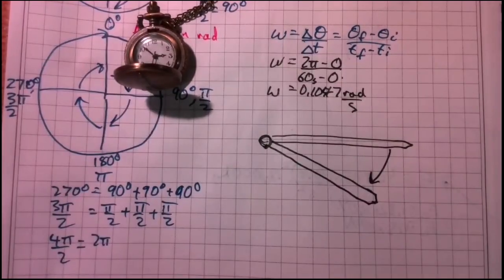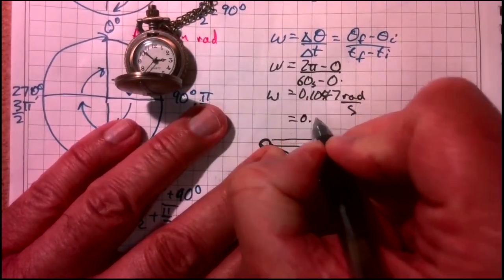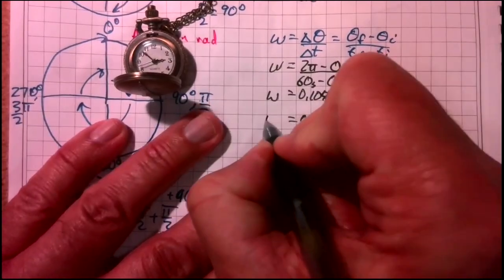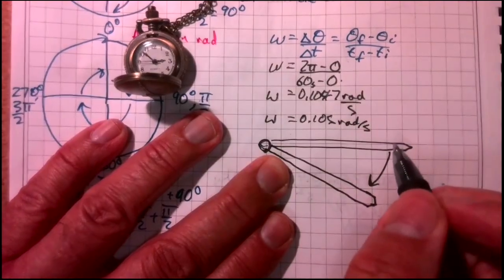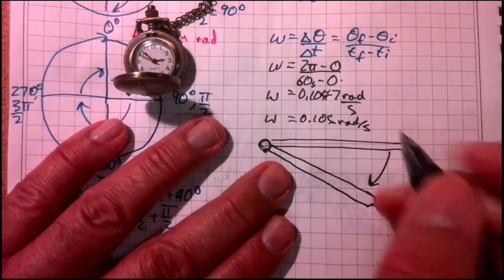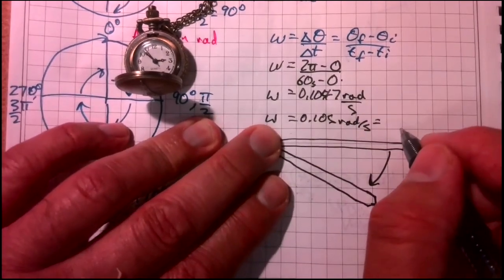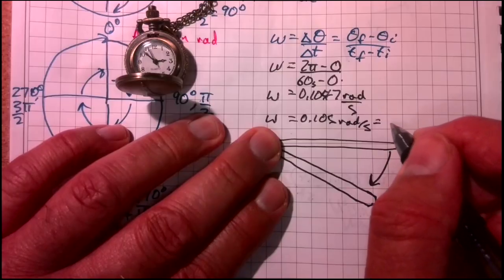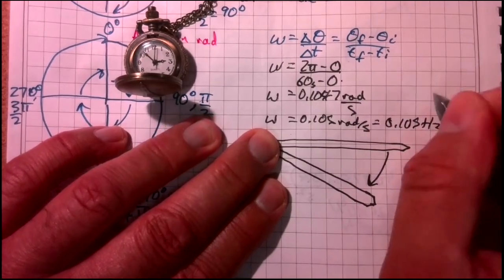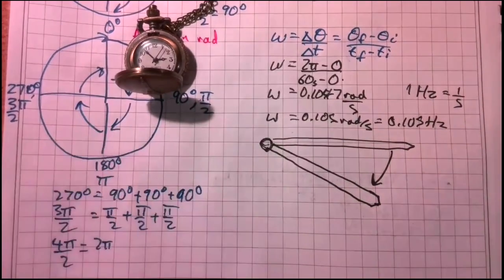That basically is going to give us here, and then we'll call this 0.105 radians per second, omega. I don't know if I would really consider radians a unit like meters or kilograms, because really the angular velocity is just 1 over seconds. So you could think of this almost like hertz, 0.105 hertz, because 1 hertz is equivalent to 1 over seconds.